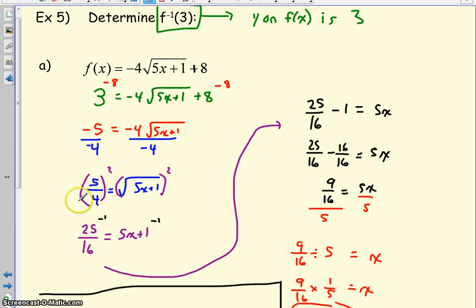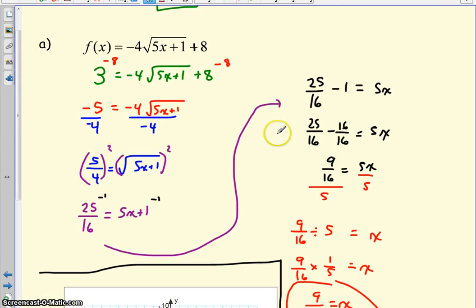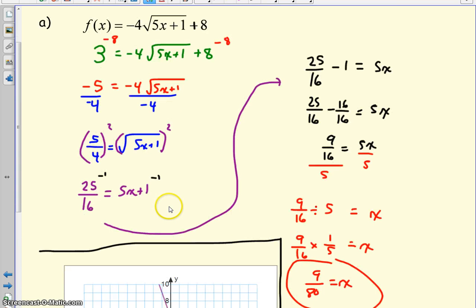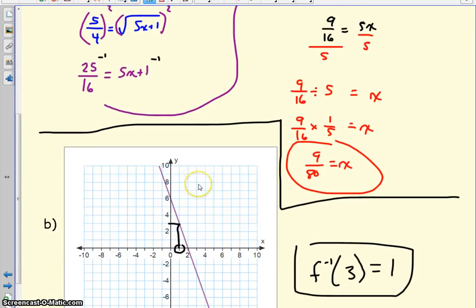So again, I set y equal to 3 in the original function, or f of x equals 3, and you can follow the algebra steps here to eventually solve for x. I had to work with some fractions here. Remember, find a common denominator. I'll let you walk through the steps. If you have any questions, just come see me, but hopefully you get an answer of x equals 9 over 80.